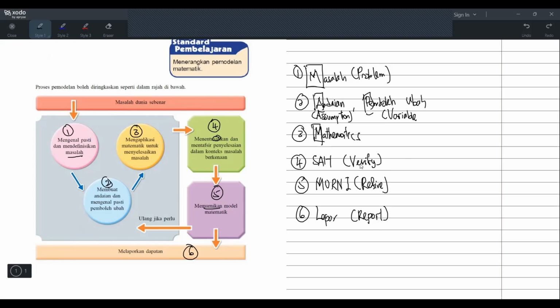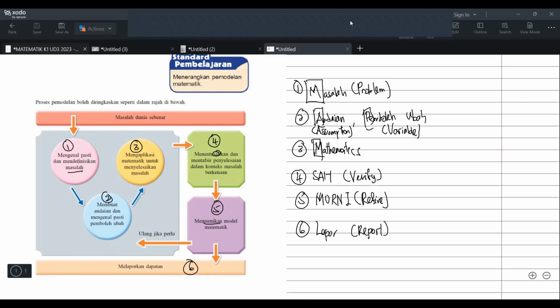Sah murni lapor, sah murni lapor. Make sure you remember all the steps. One more time. First step, masalah or problem, so M stands for masalah. And then 2 is the A and P. A is andaian or assumption, and then pemboleh ubah, variable. Just hafal the keyword. Third step is apply mathematics. And then sah murni lapor. Sah is verify, murni is just to refine, lapor is report.